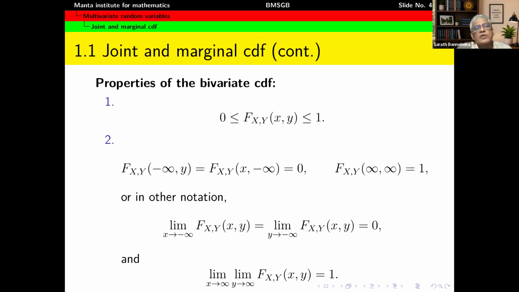So what are the properties of the bivariate cumulative distribution function? Because it's a probability, it has to be between 0 and 1, right, inclusive.